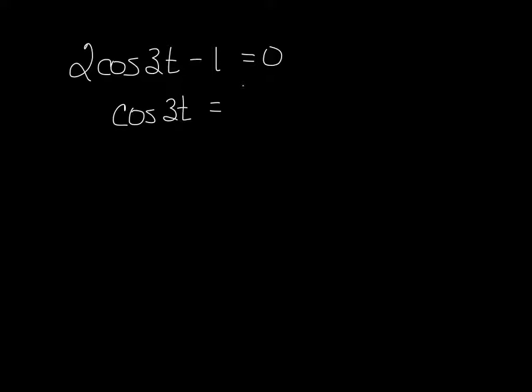Okay, so we want to quickly review what happens if you have something other than just x or theta or t in your problem. For instance, twice the cosine of 3t minus 1 equals 0. We're going to solve this just like we did before. The cosine of 3t equals 1/2. And where is the cosine equal to 1/2? Pi over 3. Okay, so 3t equals pi over 3 plus 2 pi n.